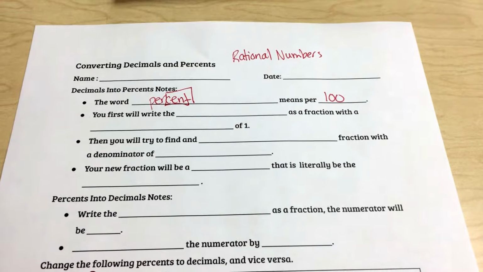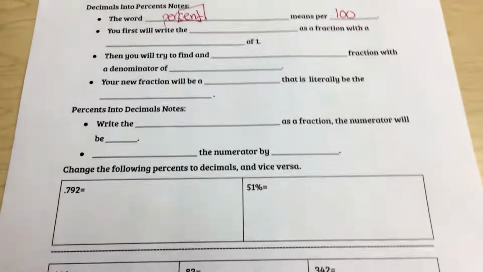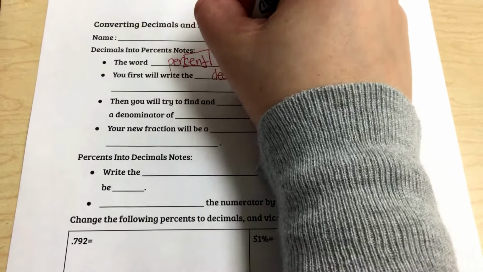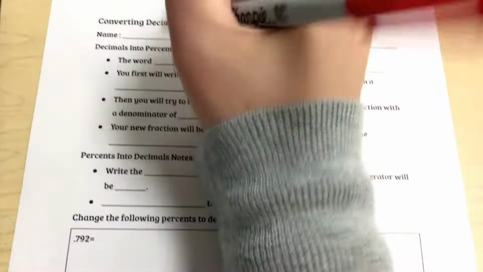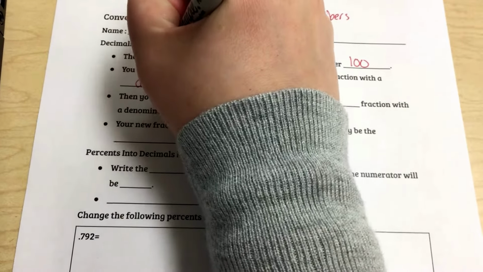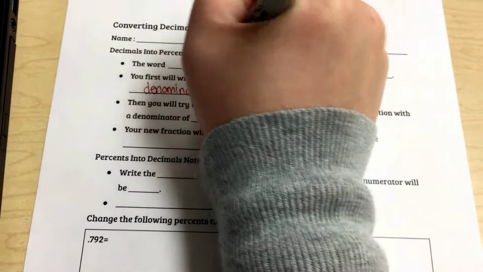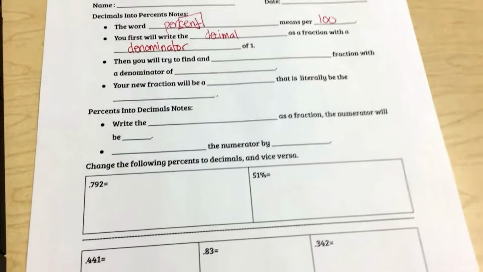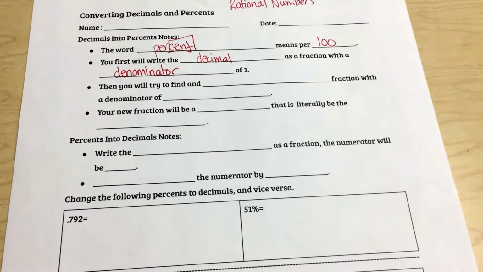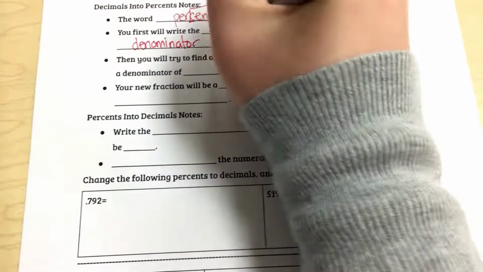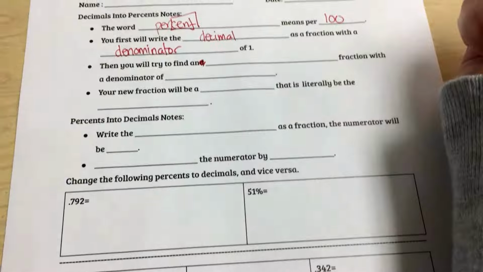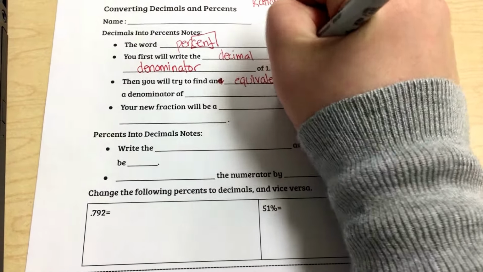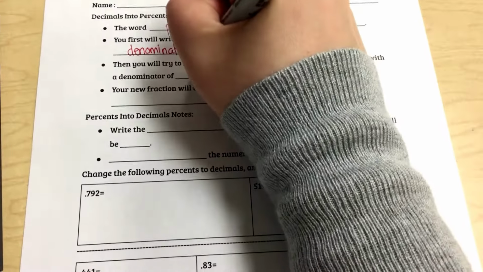Today, we're going to start off with decimals into percents. And the first thing we're going to do is write the decimal as a fraction with the denominator of 1. So we're going to treat the decimal like a whole number, even though we know it's technically not. It's actually a mixed number. Then what we're going to do is try to find an equivalent fraction with a denominator of 100.